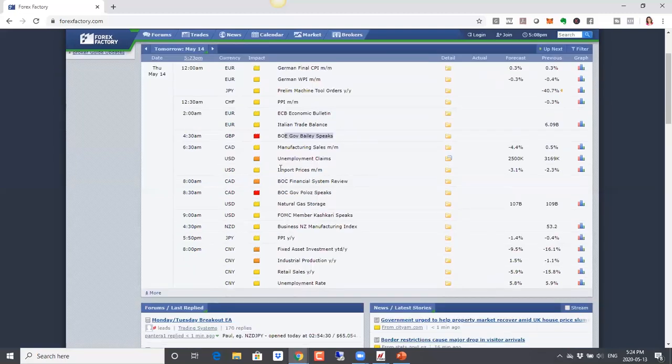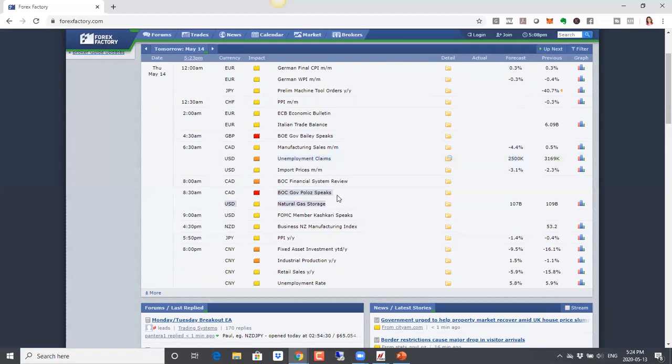And then, of course, we have unemployment claims. We're looking for a big number here. Again, it is supposed to drop from the previous number. We're looking at 2.5 million job cuts. Now, if the number is bigger than this, if it still comes close to 3 million job losses, that is expected to be negative for the US dollar.